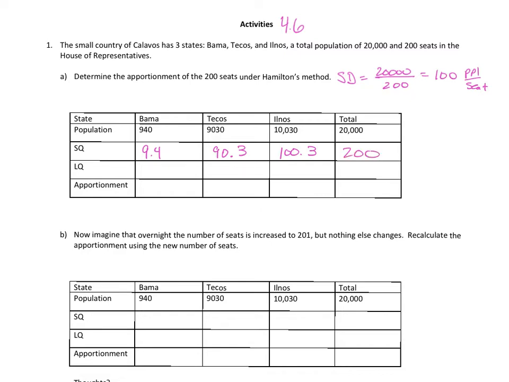Okay. Now, for Hamilton's method, we do the lower quota. We round everything down, 9, 90, 100, which only adds up to 199 seats. So I have to decide who gets the one leftover seat, and we decide by looking at the decimal piece of each standard quota. And we give the extra seat to the largest decimal, so that would go to Bama. So we're going to give Bama 10, and then Tecos 90, and Illinois 100, and that adds up to 200.